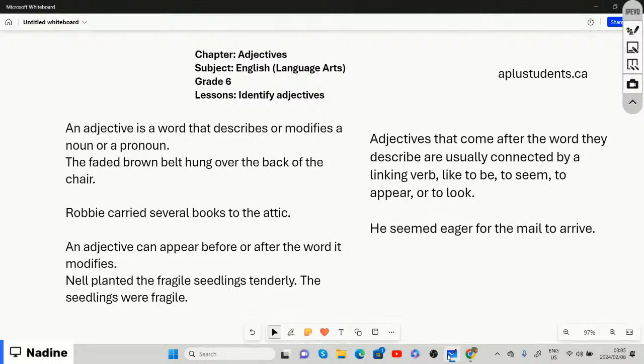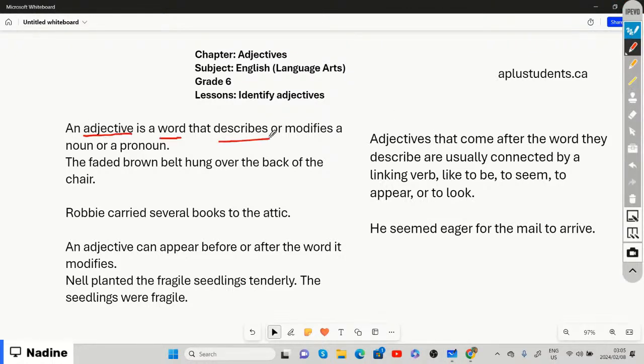And an adjective is a word that describes or modifies a noun or even a pronoun. So an adjective, once again, is a word that describes or even modifies a noun or even a pronoun.